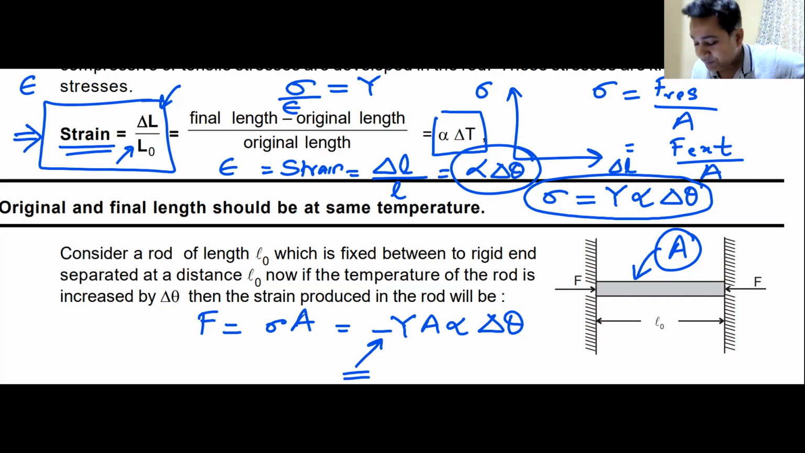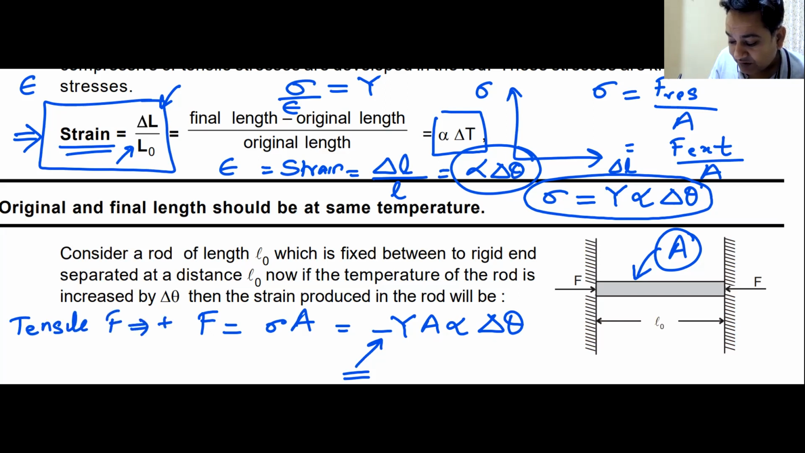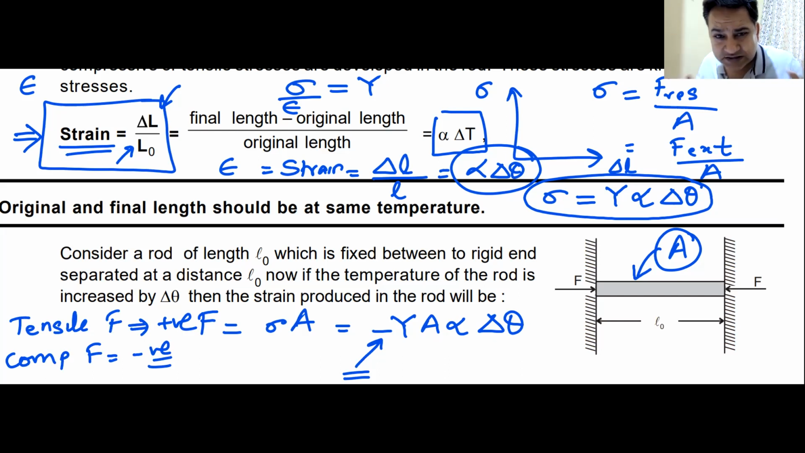Just to make you understand. Normally, the tensile force is taken as positive, and compressive force is taken as negative. That is the convention that we use just to denote their direction. Tensile is positive and compressive is negative. So I put this negative sign to make you understand that when temperature increases, the force is compressive. Wait, when the temperature decreases, the force is tensile. Do we understand this? Yes, sir.